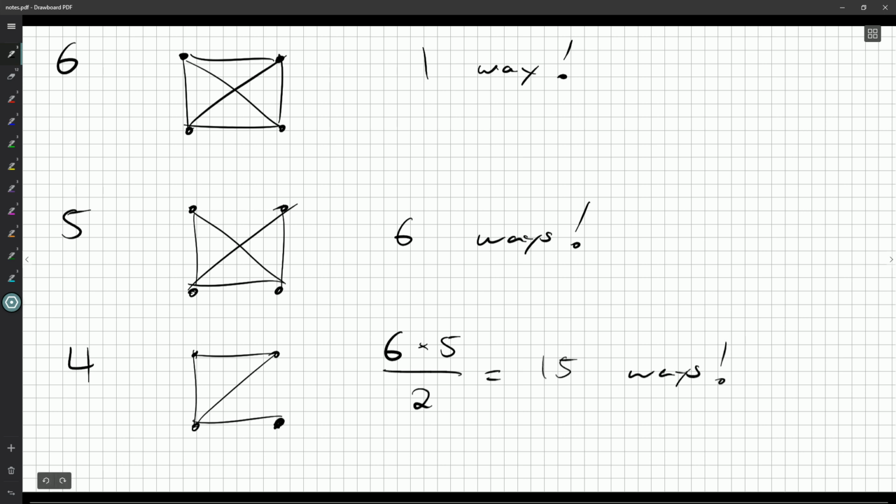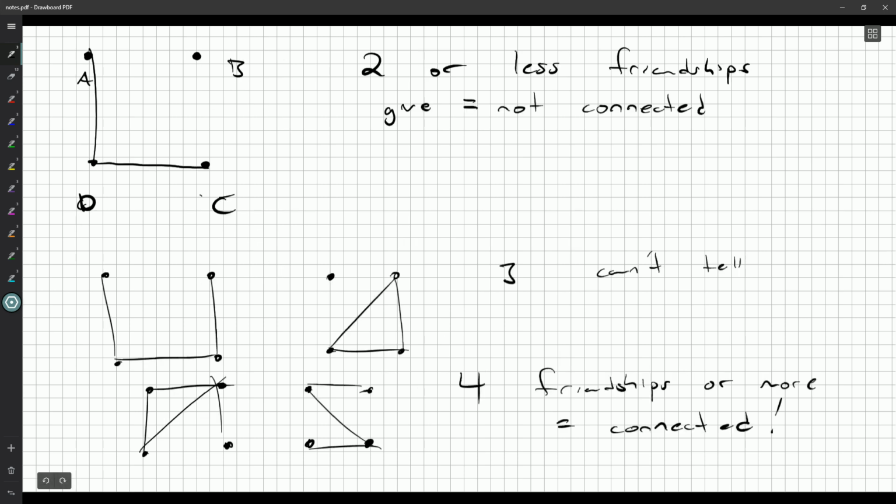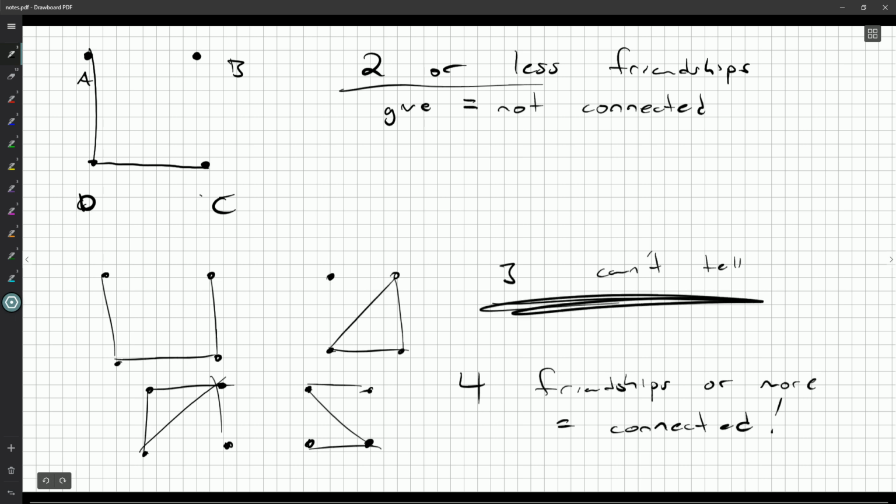But no matter what 4 friendships we have, we're guaranteed to be connected. So that's 1, 6, 15. So we're looking at 22 ways to have friendships so far out of a total of 64. I don't need to work with 2 or less friendships. But 3 friendships, well, it's going to be a little trickier.